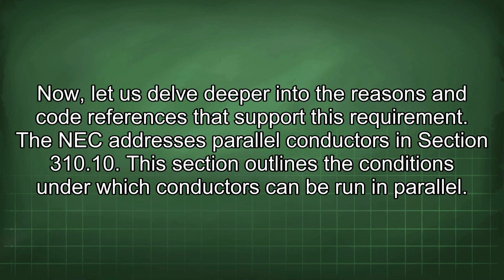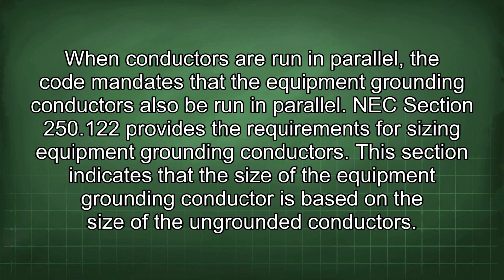Now, let us delve deeper into the reasons and code references that support this requirement. The NEC addresses parallel conductors in section 310.10. This section outlines the conditions under which conductors can be run in parallel. When conductors are run in parallel, the code mandates that the equipment grounding conductors also be run in parallel. NEC section 250.122 provides the requirements for sizing equipment grounding conductors.